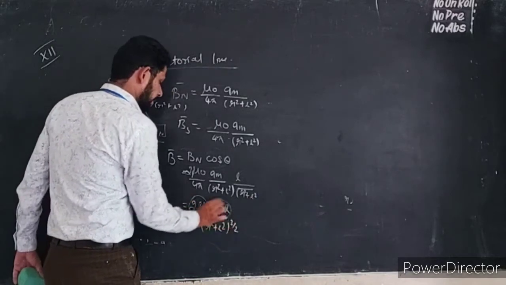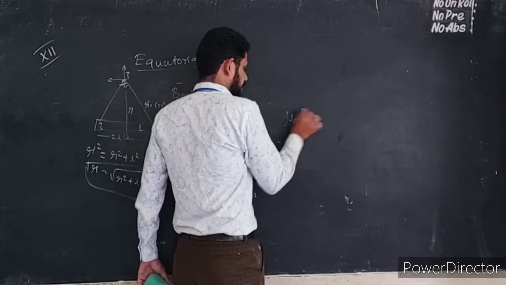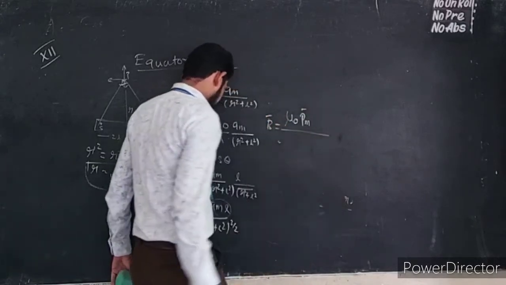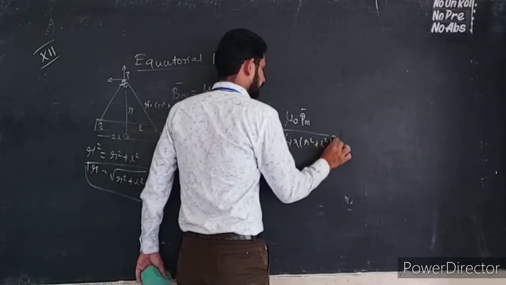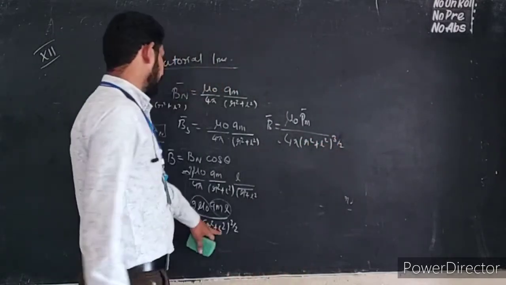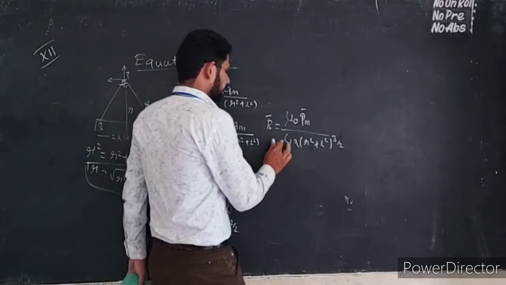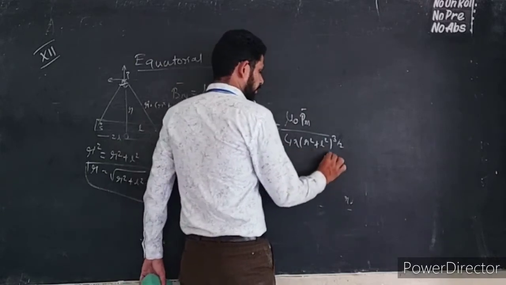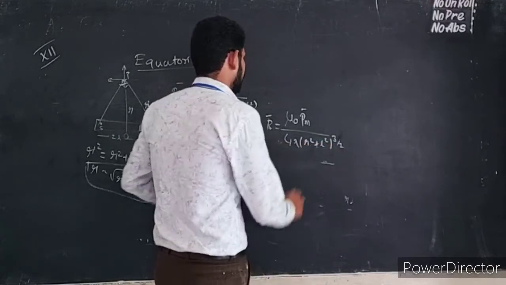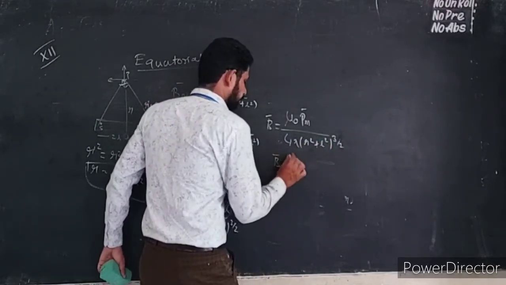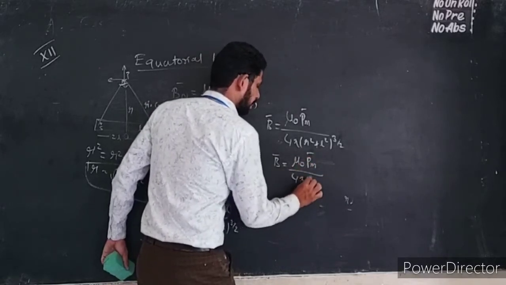So 2l qm is nothing but the magnetic dipole moment. So mu naught pm divided by 4 pi (r square plus l square) power 3 by 2. If r is much greater than l, then l square will become negligible. Then the total magnitude of B will become mu naught pm by 4 pi r cube.